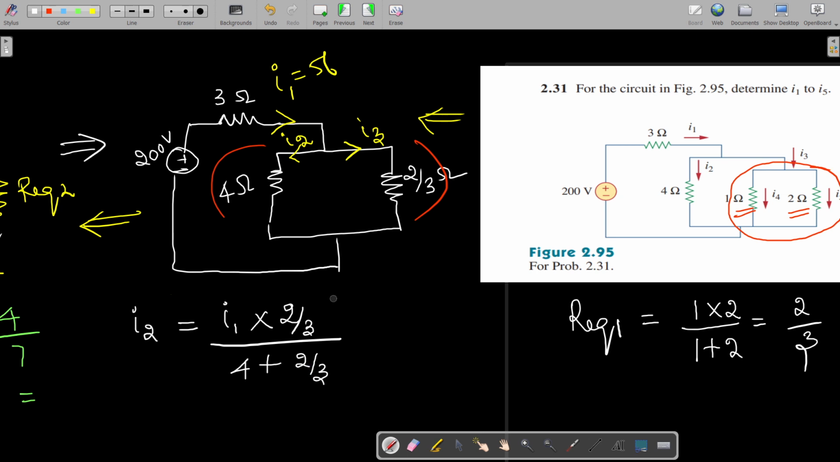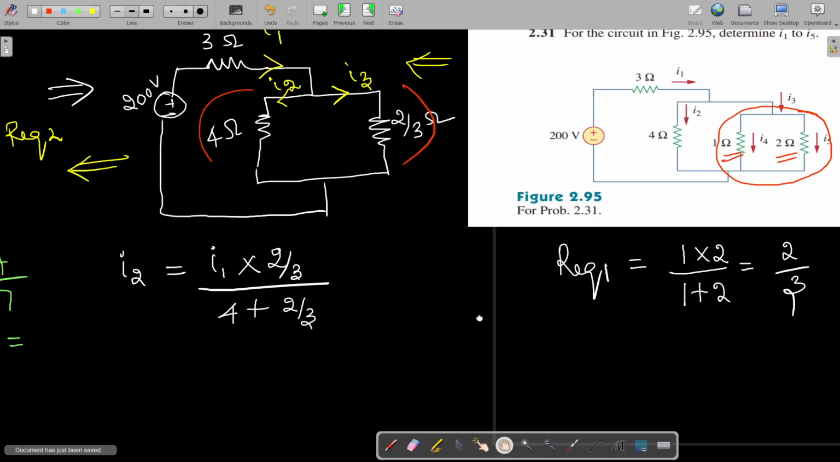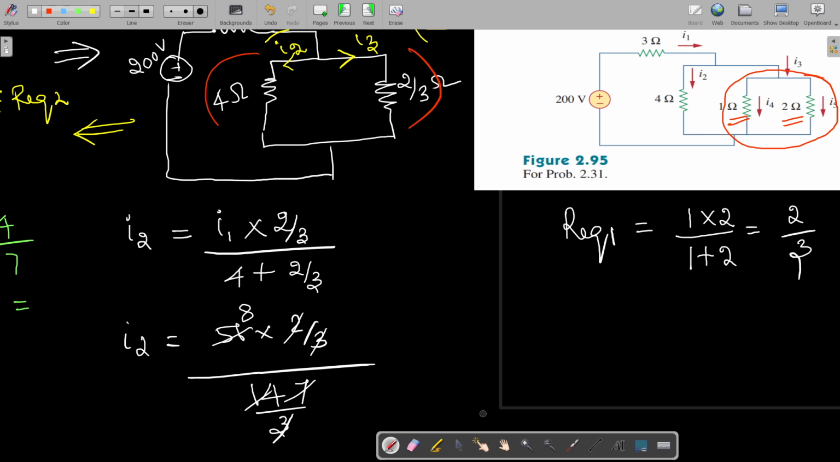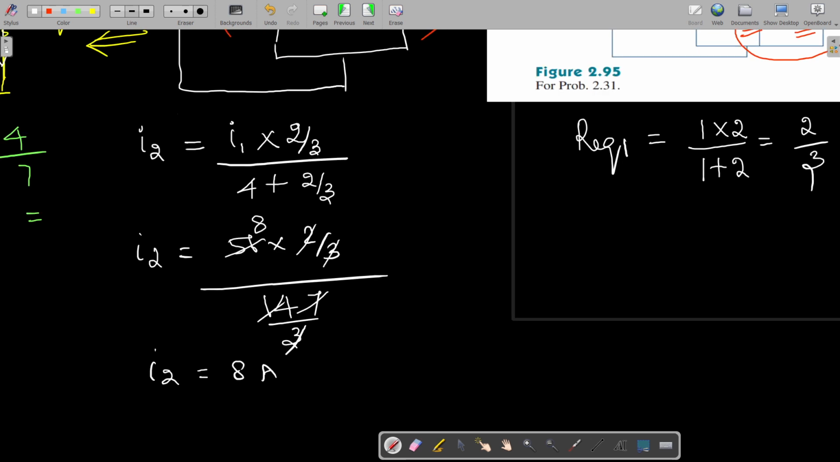Understood? This is the current division rule. So what is this I2 now? I2 is equal to I1, which is 56, into 2 by 3 divided by 4 plus 2 by 3. If you take the common denominator, it is 12 plus 2, that is 14, isn't it? So this 3 gets cancelled. You can cancel this out also. So this is 8. I2 is equal to 8 amps. So this is our second answer. We found out the second current.